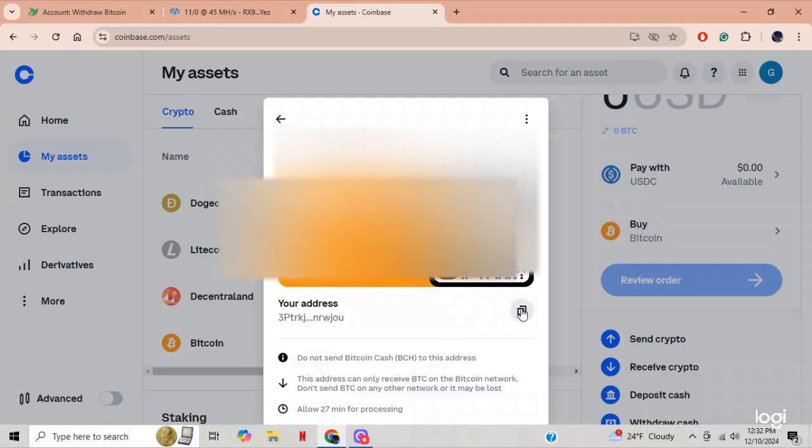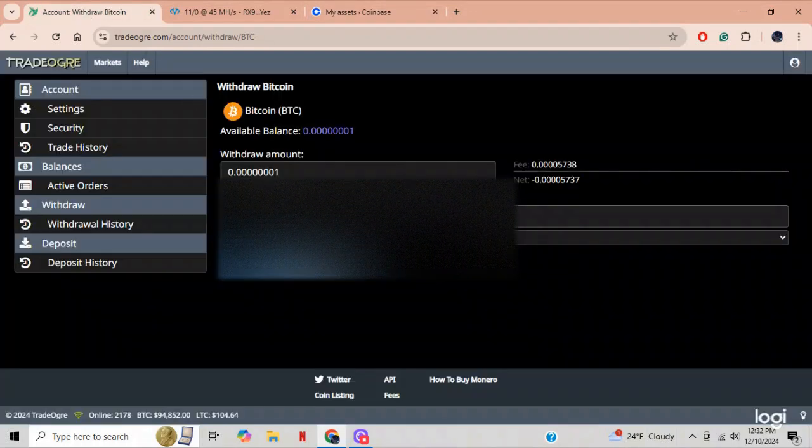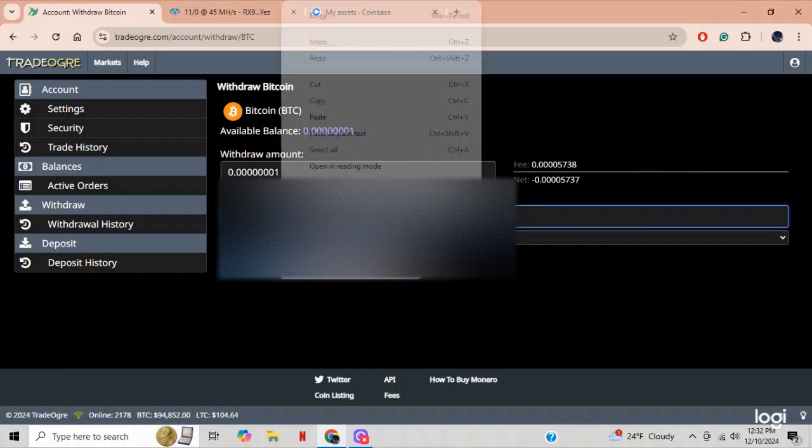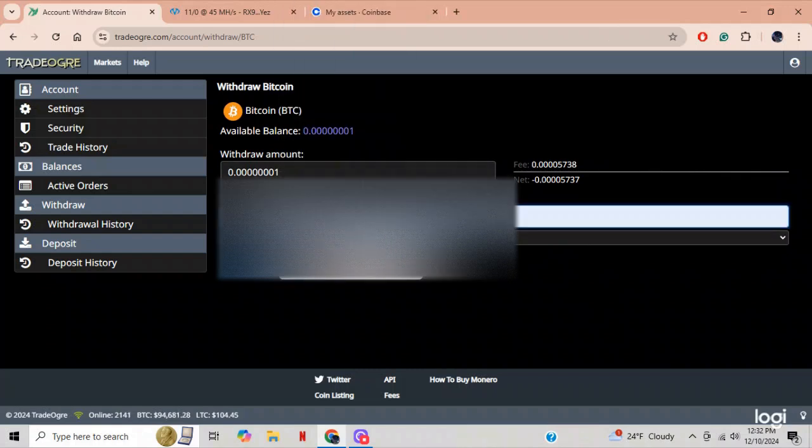I would just go right here and say copy, so it's copied to my clipboard. I would go back over to the withdrawal window, and I would paste in that address that it told me. This is my Bitcoin address over in Coinbase. And then I would hit withdraw.